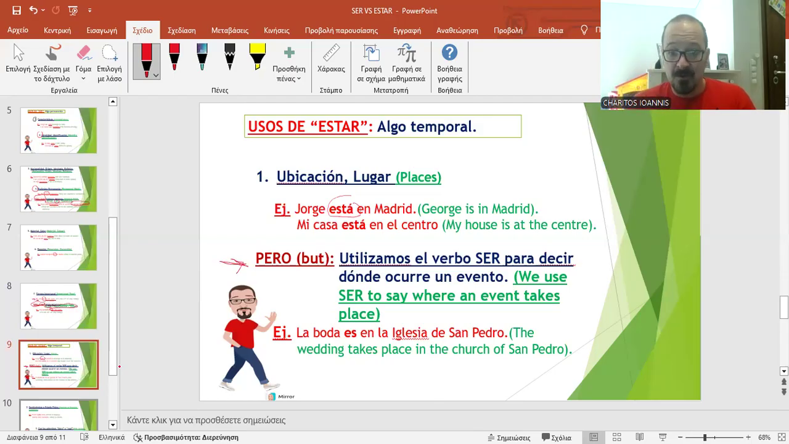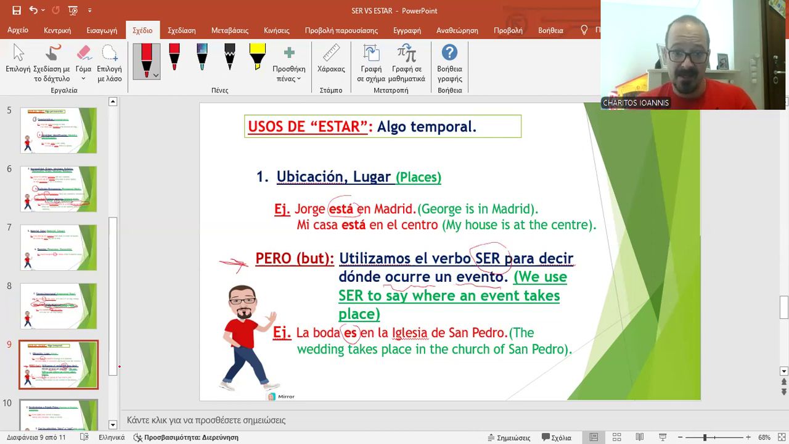Pero, guys, utilizamos el verbo ser para decir dónde ocurre un evento. We use ser to say where an event takes place. For example, la boda ocurre en la iglesia de San Pedro. The wedding takes place in the church of San Pedro. So when I can use ocurrir, el verbo ocurrir, in the place of the verb ser or estar, I must use ser. La boda es.